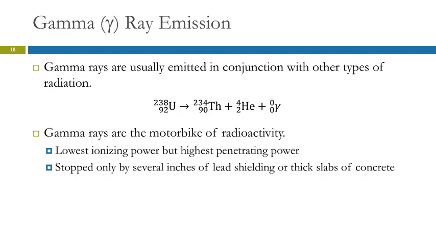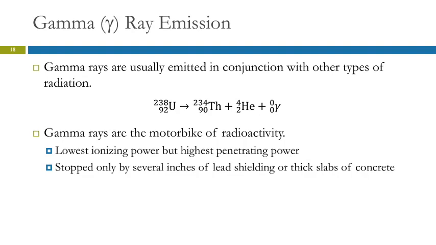So gamma rays are the motorbike or motorcycle of radioactivity. Lowest ionizing power. So a motorcycle smashing into something doesn't do as much damage as a 4-door sedan. But a motorcycle can go through rows of stopped vehicles, right? And it can penetrate and get through. So it's got the highest penetrating power. It can be stopped by several inches of lead.